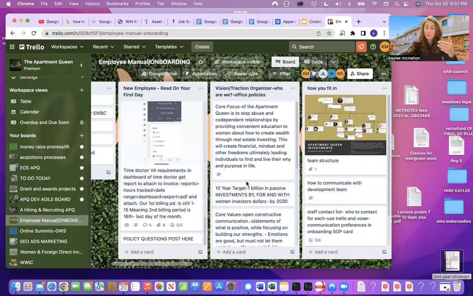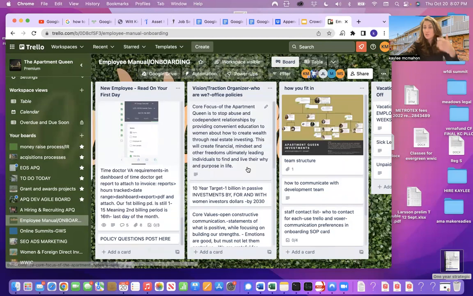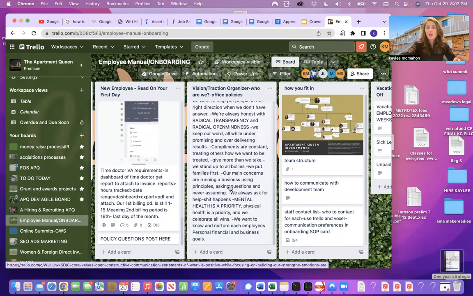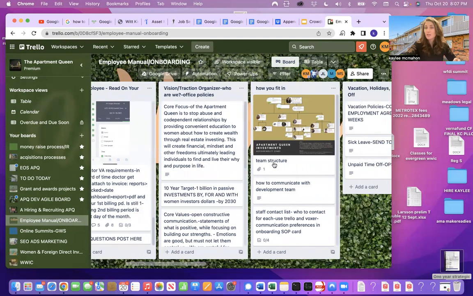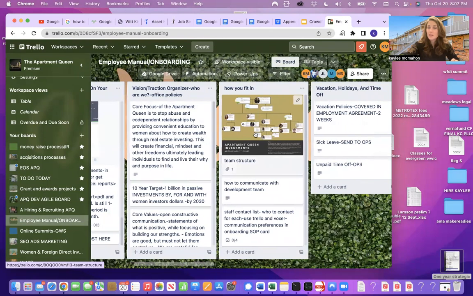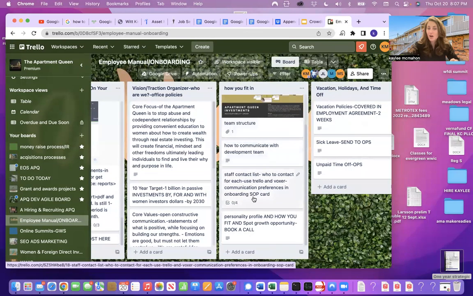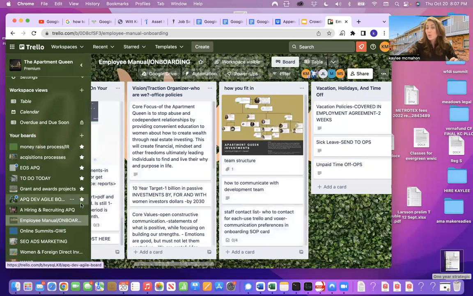Again, this is reiterating what our traction, mission, vision, and values are. You can see our core focus and core values here. This is something that we reiterate on our quarterly performance calls with everybody, where they fit in. Again, reiterating the team structure and how to communicate with the development team, because they're a very special set of people. Here's the staff contact list. They want to know where to go, right?